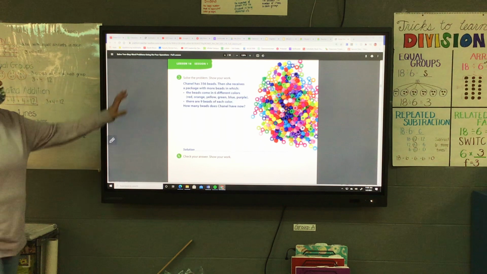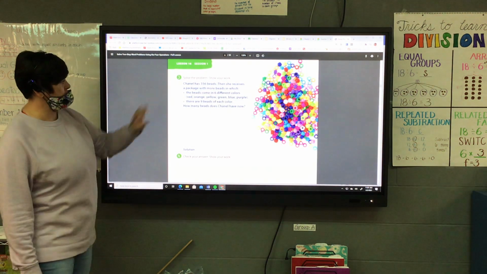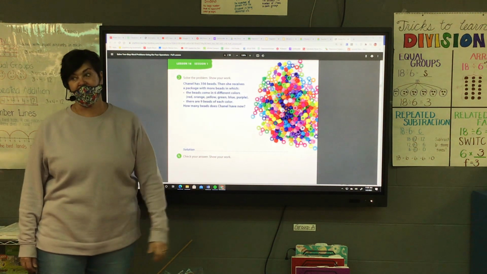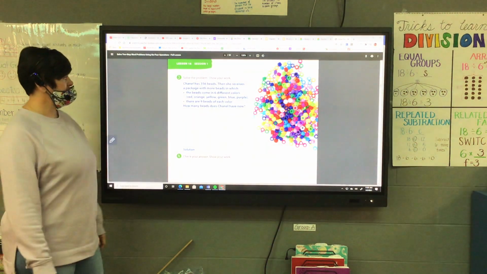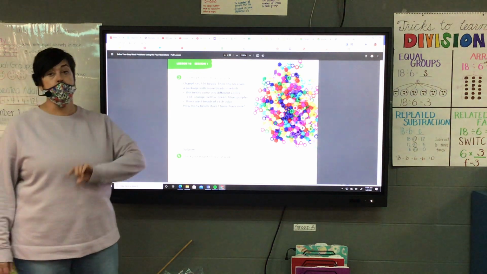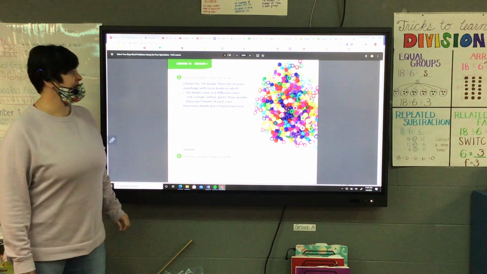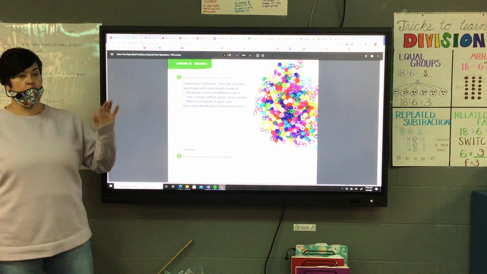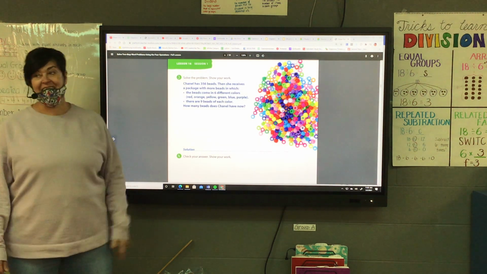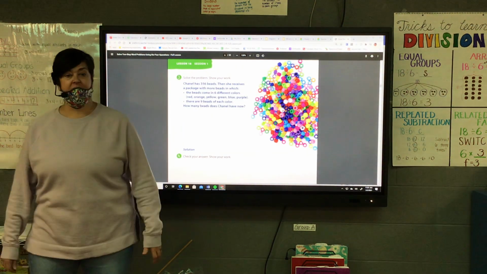Okay, let's look at 3. 3 and 4 go together. All right, so 3. Chanel has 356 beads. Then she receives a package with more beads in which the beads come in 6 different colors. Red, orange, yellow, green, blue, purple. There are 9 beads of each color. How many beads does Chanel have now?